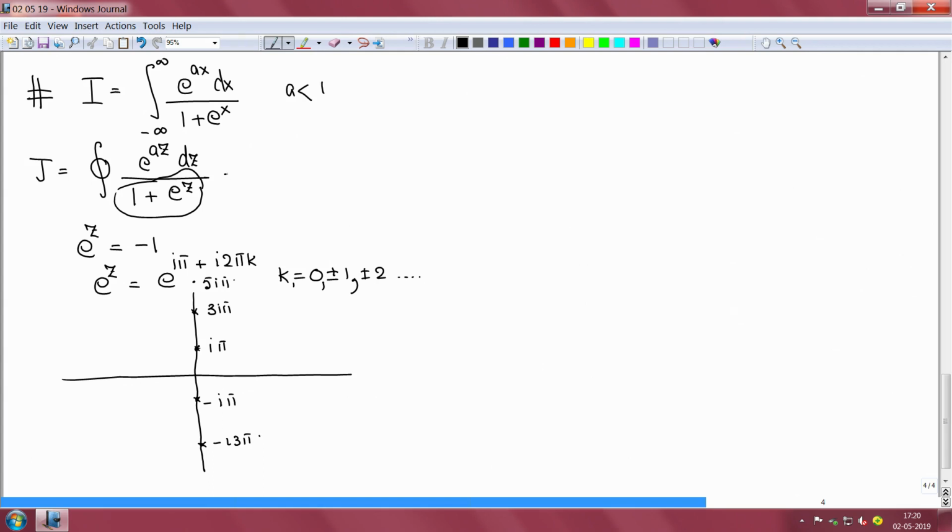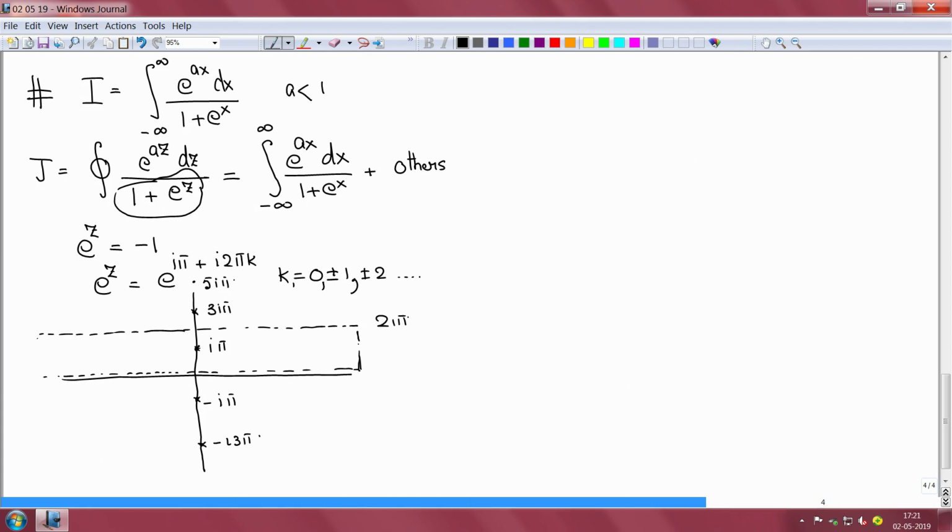Now, as usual, I will choose a contour so that I have this portion which is minus infinity to infinity e to the power ax dx by 1 plus e to the x, plus other terms. So we'll see what those are. Let's see how the contour goes. I come from minus infinity. There is no problem on the real axis, so I go straight to plus infinity. Then I close here, go up, and I go through this where it is twice i pi, and I come back all the way to minus infinity, and then I close the contour.